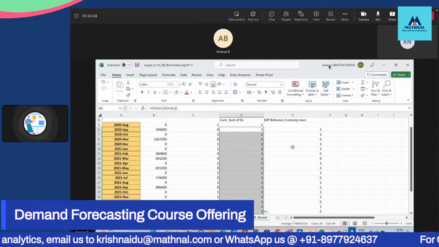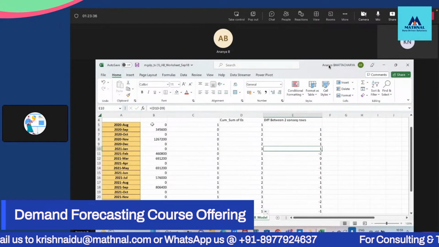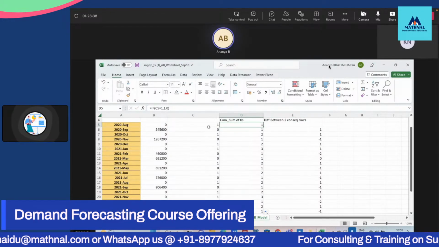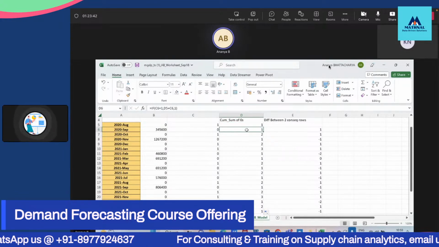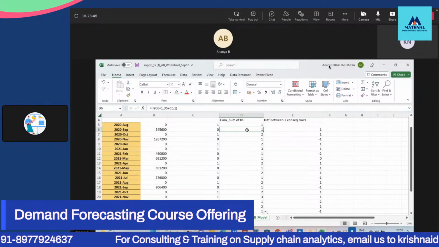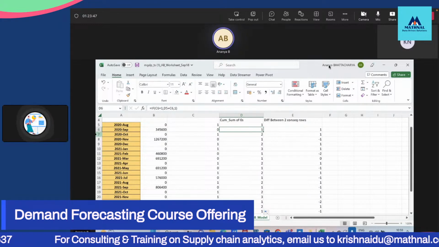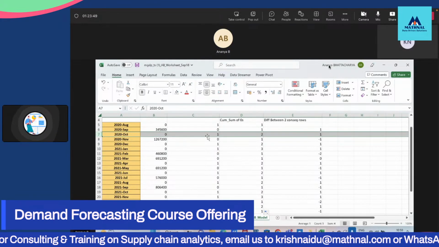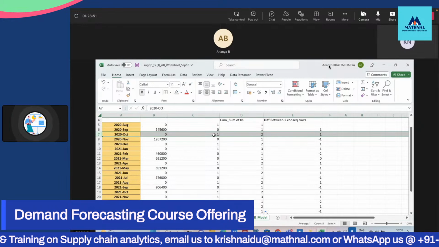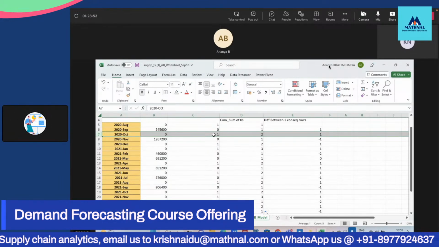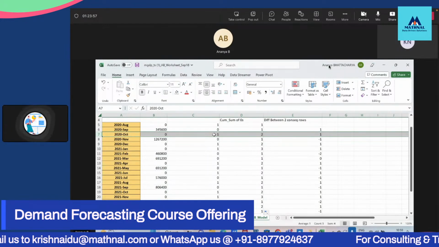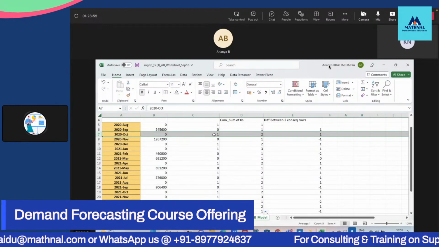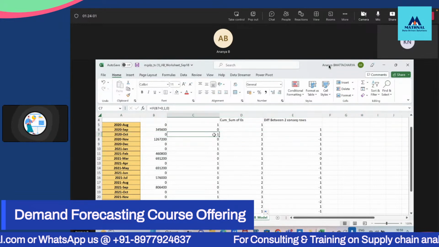Now let's check. I get a 0, this is 1. This is a number here. So should it remain 1 or should it become 0? What we have to pick here is after how many zeros we get a demand. That is coming right in the second case. After 1 zero we got a demand.